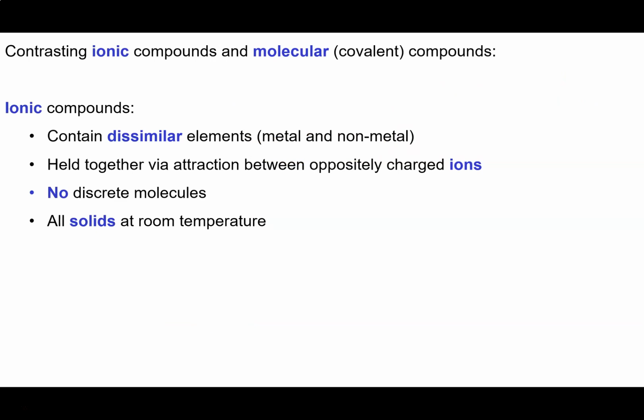So if we compare ionic compounds and molecular or covalent compounds, what we see is this: ionic compounds always contain elements that are a long way apart on the periodic table. They always contain metals and non-metals, and they're held together by the attraction between oppositely charged ions. There are no discrete molecules in an ionic compound. They exist as a crystal with an approximately infinite array of cations and anions, and all ionic compounds are solids at room temperature because ionic bonds are very, very strong.